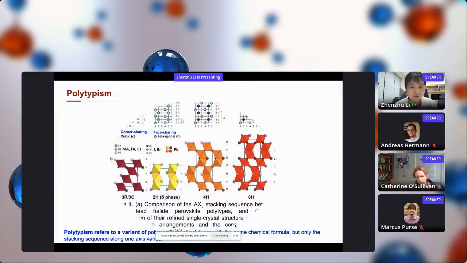So polytypism refers to a variant of polymorphism, of polytypes with the same chemical formula, but only the stacking sequence along one axis varies from one polytype to another, leading to different crystal structures. The polytypism of halide perovskite is the result of different stacking sequences of the octahedral layer. A pair of octahedra can be corner sharing, which exists in the cubic phase and is denoted as C here, and they can also be face sharing, which exists in the hexagonal phase and is denoted as H here.